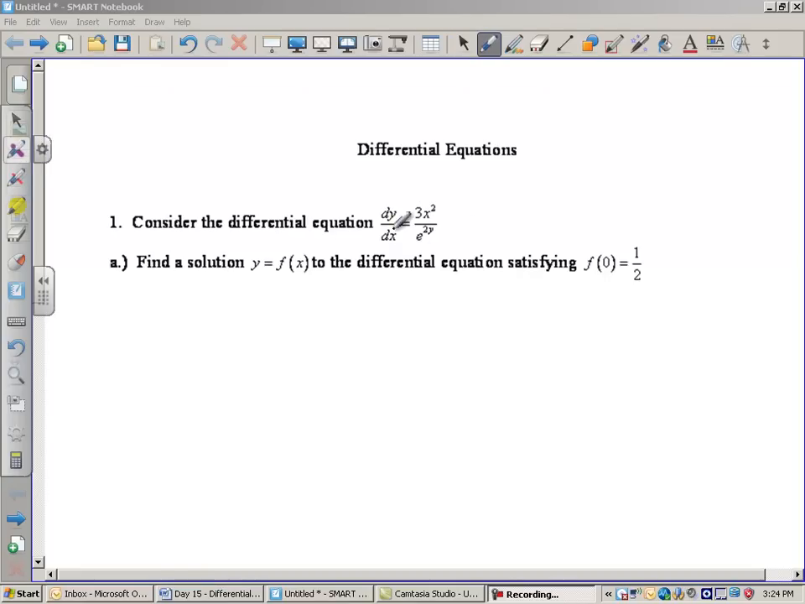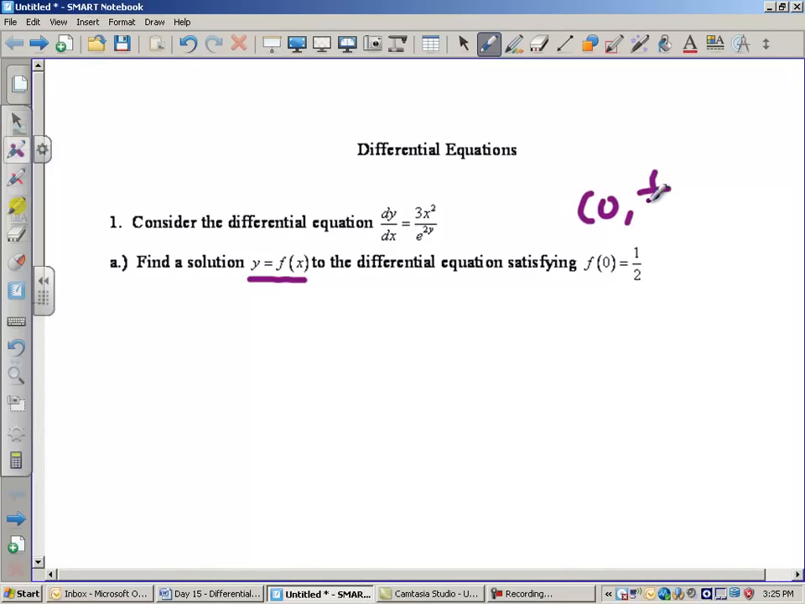Here we're given a differential equation, and we're supposed to find the solution. That means we have to solve it for y equals, and we have an initial condition of (0, 1/2). I like to write it like this. I just, for some reason, like to see the x and the y written like that. So f of 0 equals 1/2 means the x is 0 and the y is 1/2.